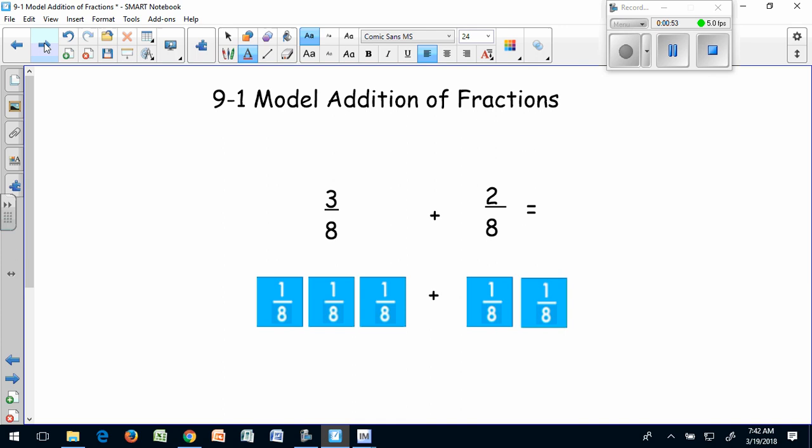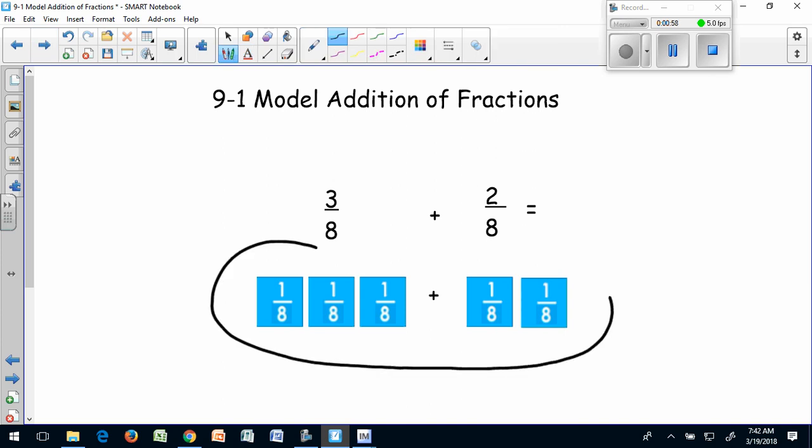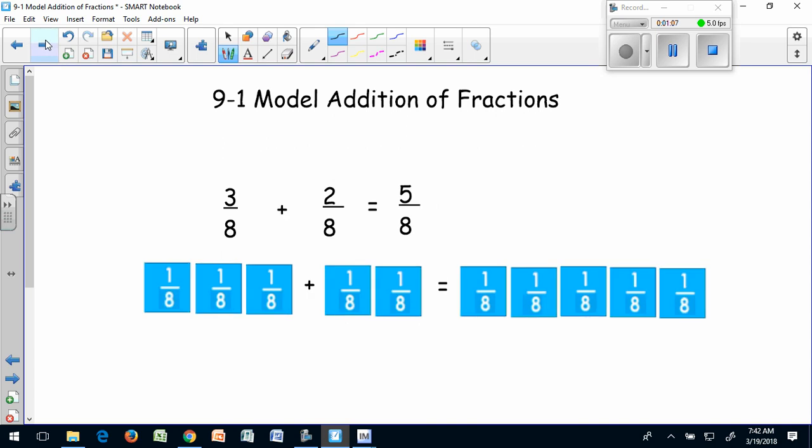And when I look at all of my fraction tiles and count them up together, I can see that 3/8 plus 2/8 is going to give me 5/8. Notice, my denominator never changed because I still have pieces that say 8s. All I did was add my numerators. 3/8 plus 2/8 equals 5/8.